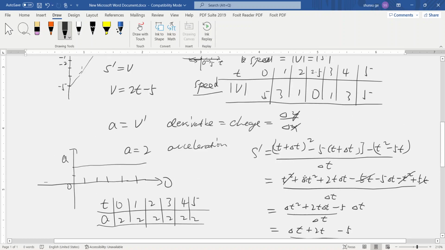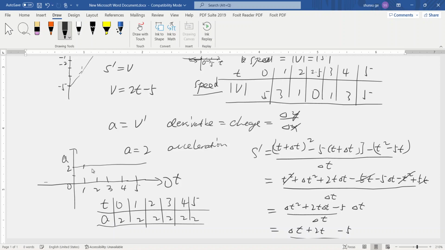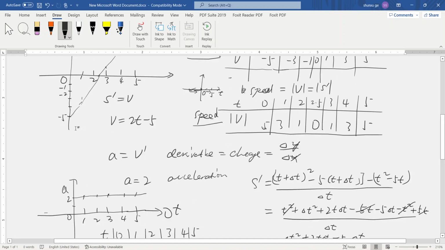So I can write a graph here. Here is t, and here is acceleration. When t equals 0, the acceleration, on a scale of 1, 2, 3, 4, 5, is 2. Here it is also 2, here 2, 2, 2. So the acceleration is 2, because the tangent doesn't change.